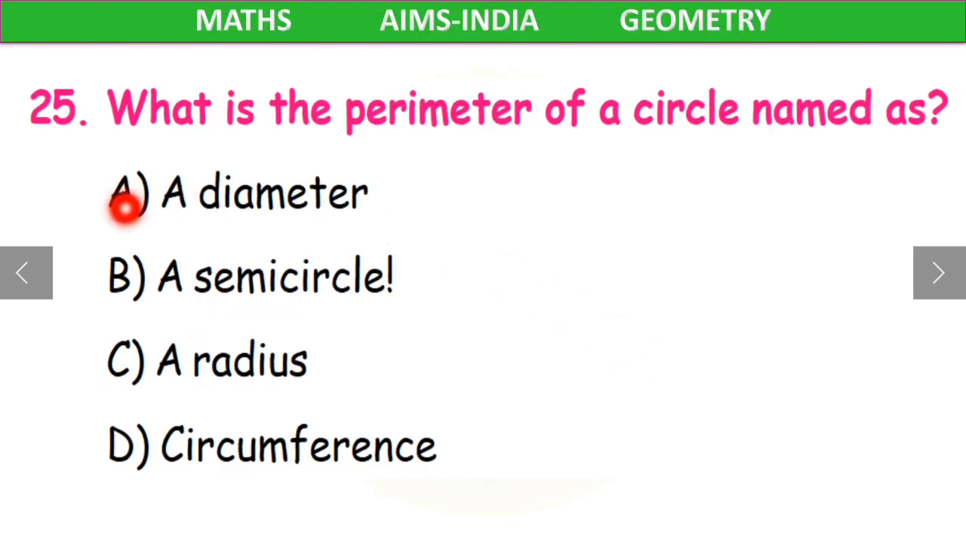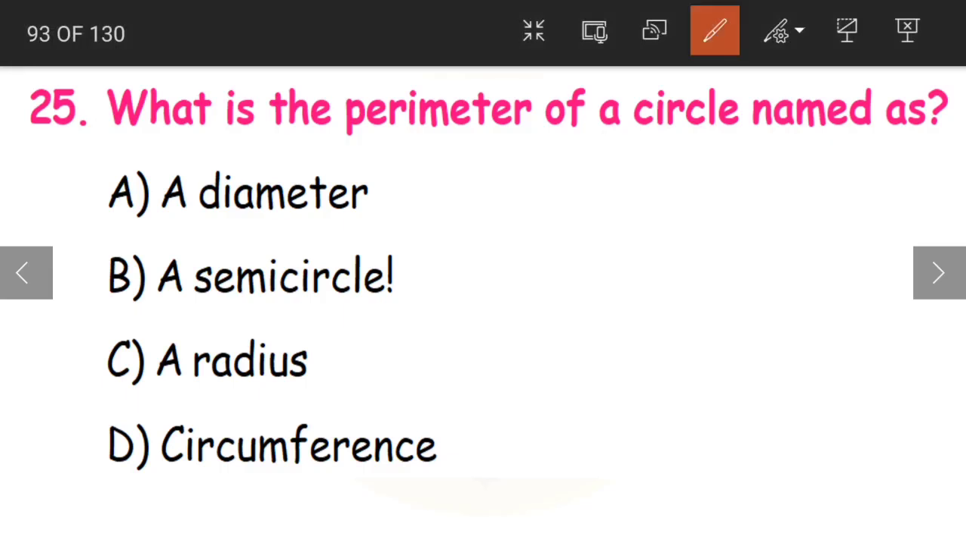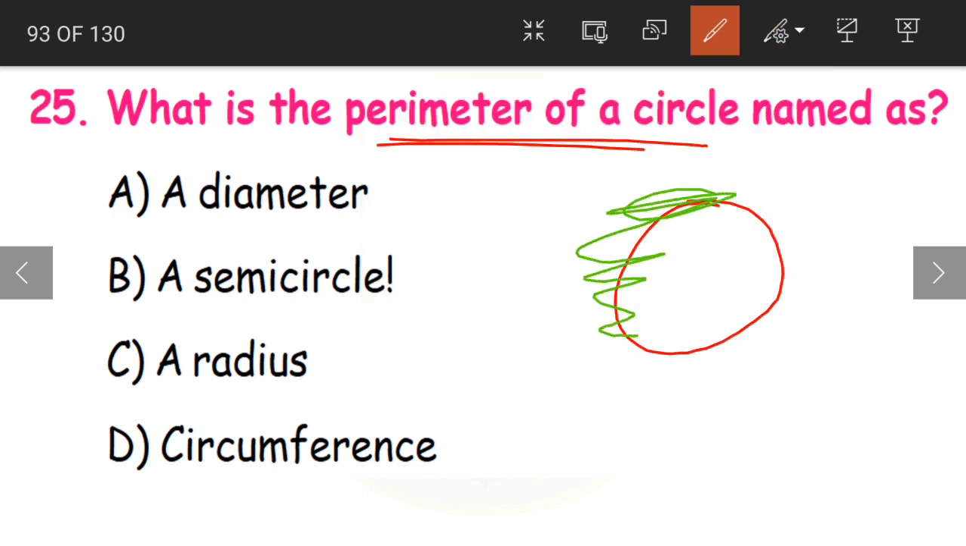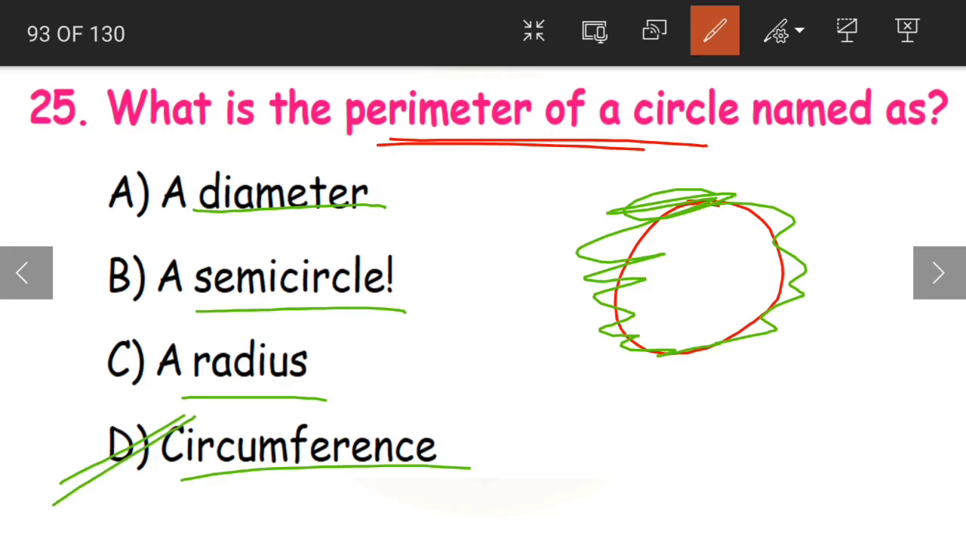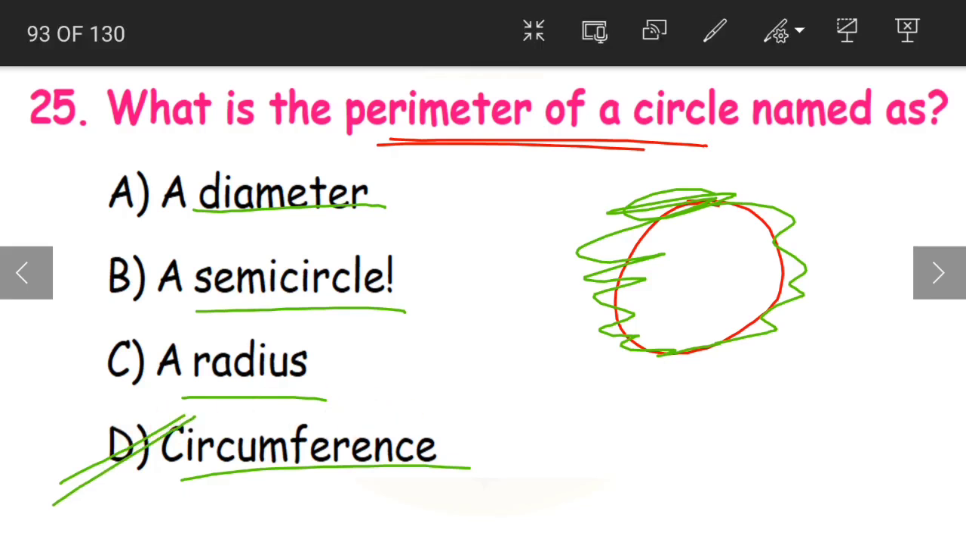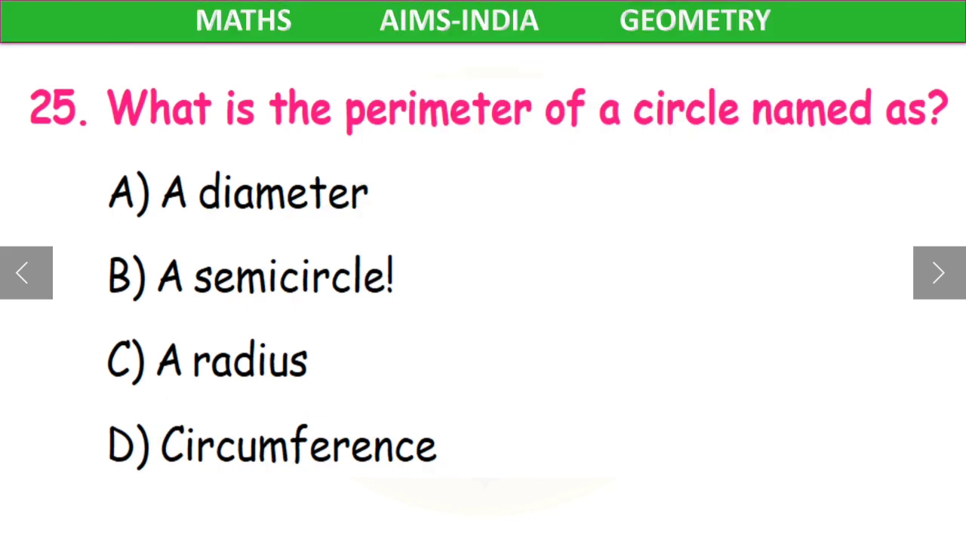Now coming to the last question for today. Question 25. What is the perimeter of a circle named as? Perimeter means the length of boundary. The length of boundary of a circle is called as what? Is it a diameter, semicircle, radius or a circumference? Yes, it is circumference. Option D becomes our correct answer. Okay children, what is the perimeter of a circle named as? It is named as the circumference.